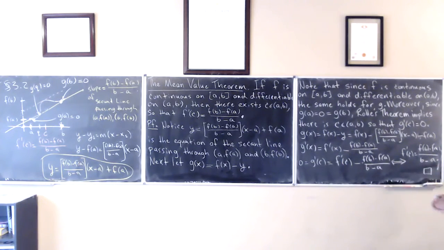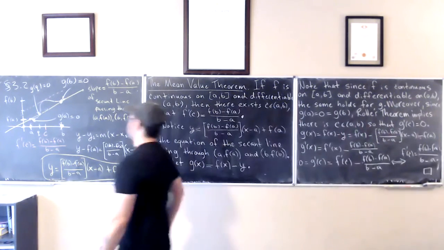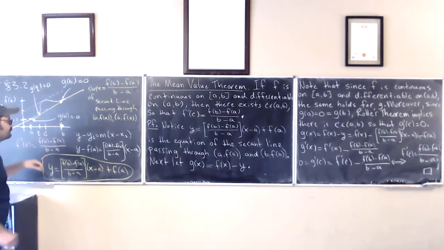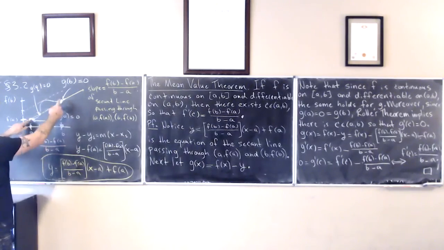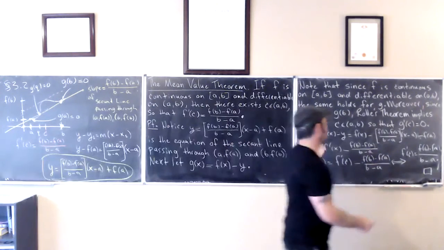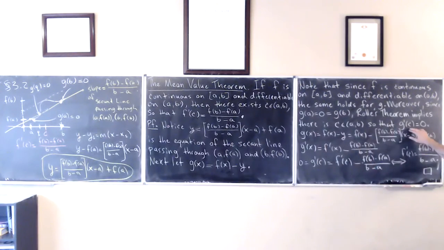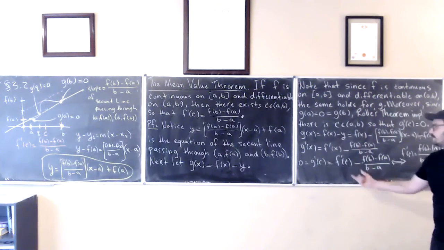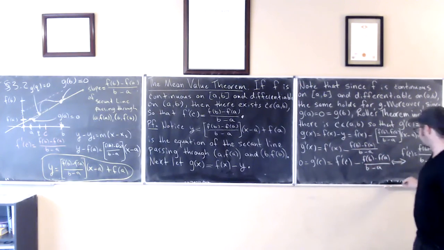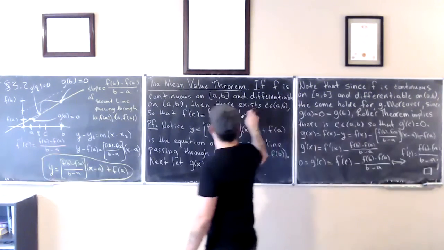We're done. So that's why we use this G function, just to measure the distance from the secant line to the function, which happens to be zero at the endpoints. Since it's continuous and differentiable, we can use Rolle's theorem to show that that function G that we made has a derivative at some point equal to 0. We evaluate that and we see that F prime at C minus this is equal to 0. Solve for F prime at C, and we have satisfied that right there.